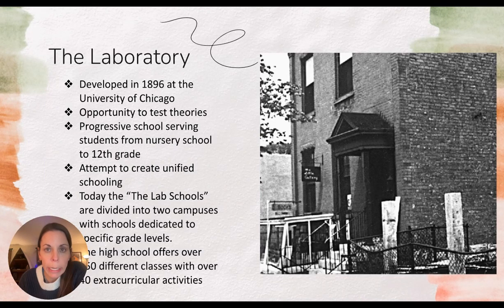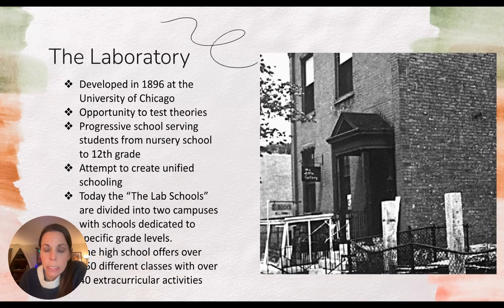One of his most famous developments was the laboratory. And this was a school that was developed at the University of Chicago in 1896. And it really gave him the opportunity to put his work to test. He was able to create a school that taught children as young as 3 up until 12th grade so that they had a more unified schooling experience.